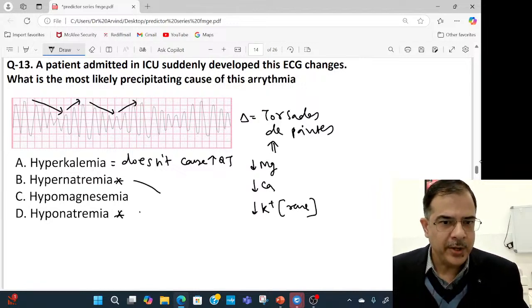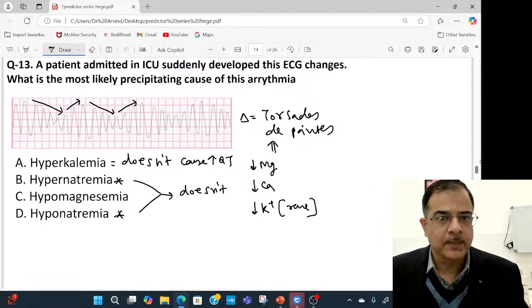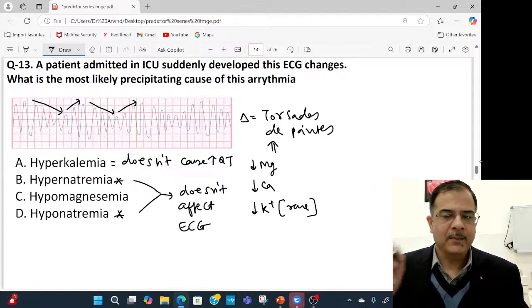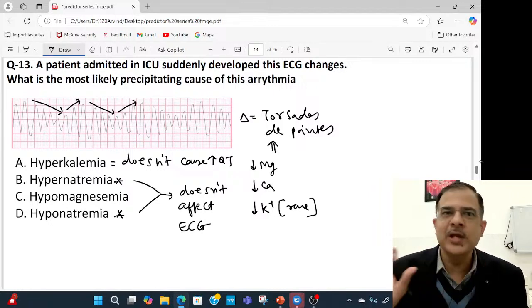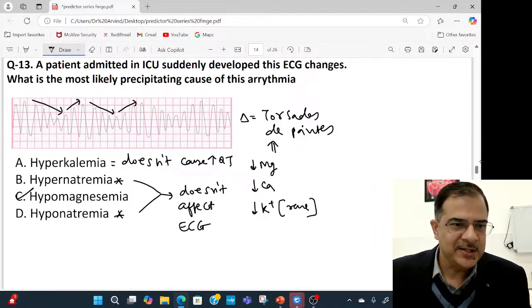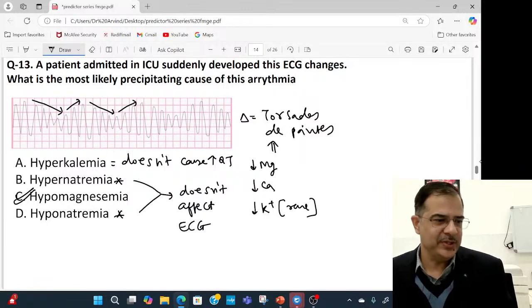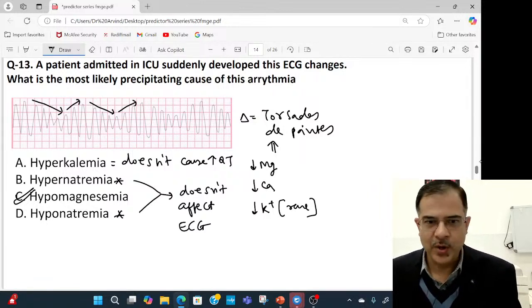Hypernatremia, hyponatremia, they do not affect the ECG. So whenever these are given in the options, rule them out. So the only option is hypomagnesemia. Yes, this is how we can rule out the options. Yes. Now come to question number 14.